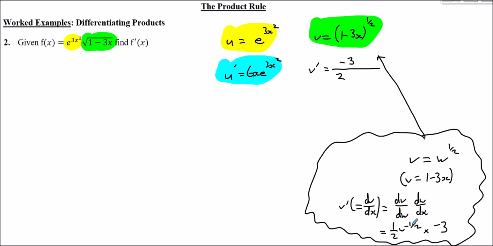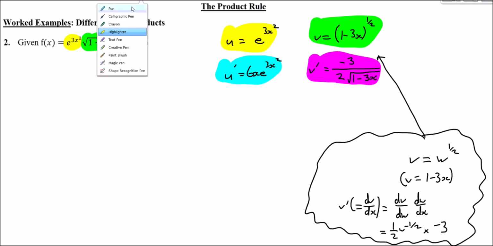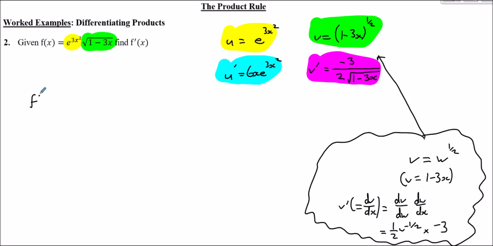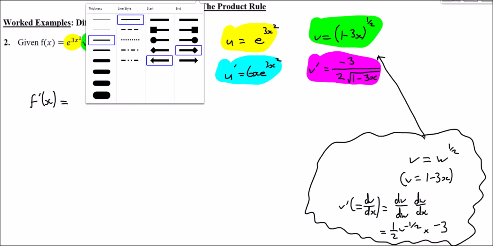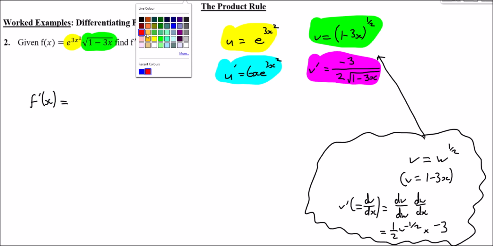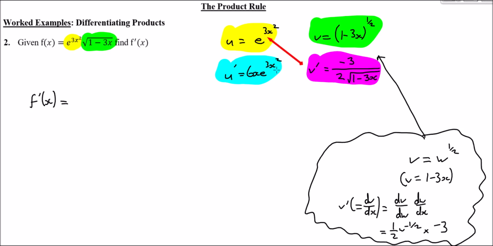W to the half means the square root of w. W to the minus a half is 1 over the square root of w. So this is the square root of w on the bottom, but w, remember, was 1 minus 3x. So therefore that's the v dashed here. So to work out v dashed, we worked out that using the chain rule. So now we can just apply what the product rule is. So f dashed of x will be u times v dashed, like we said earlier. Then we add to that u dashed multiplied by v.